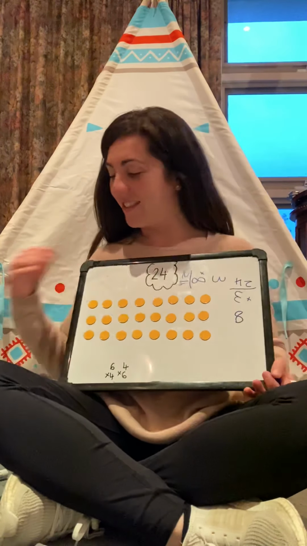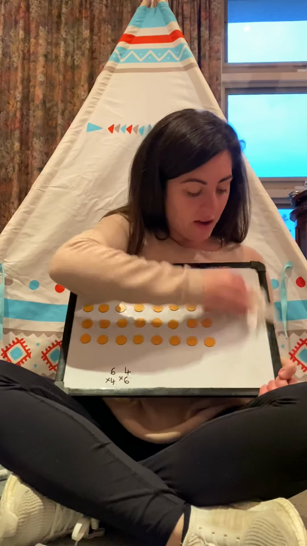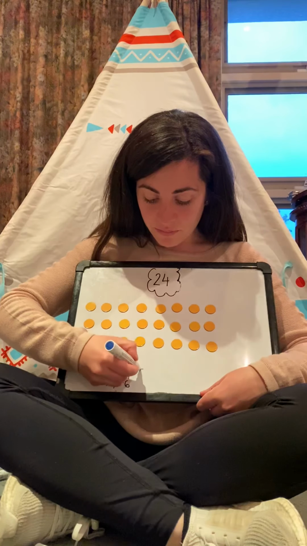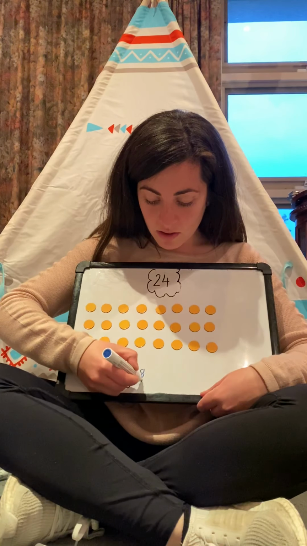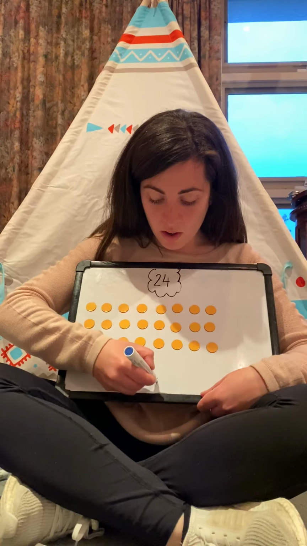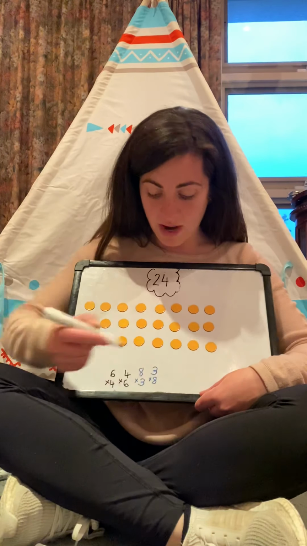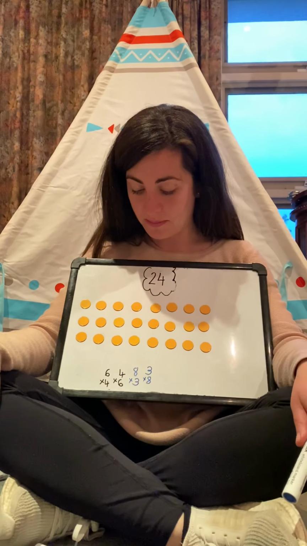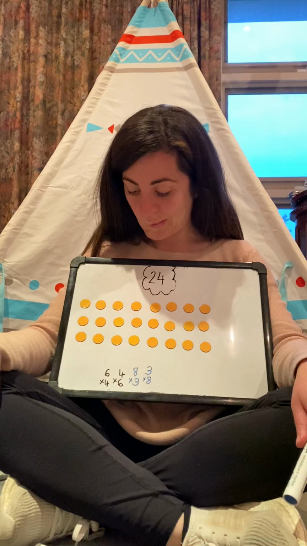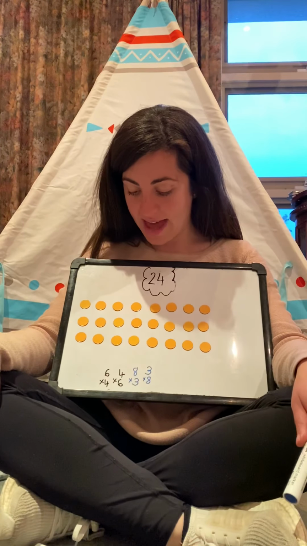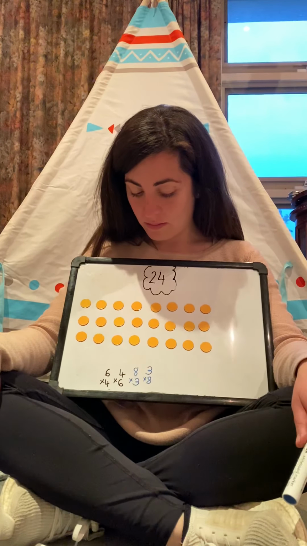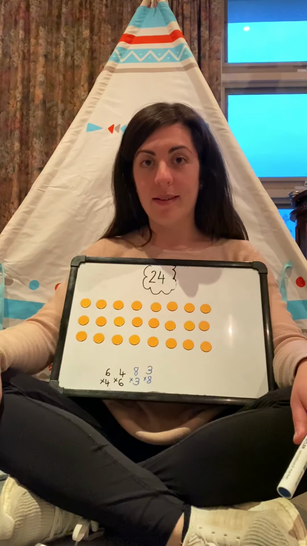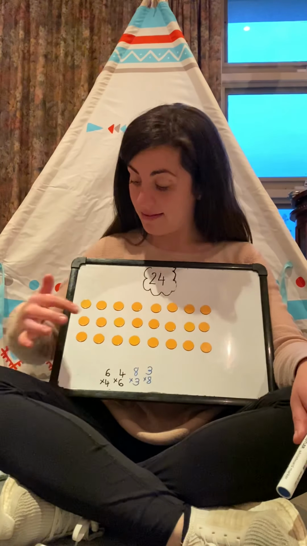Whoop. Doing it all the way around. I'm going to rub those 2 out so my board doesn't look too messy and put it down here with my others. 3 groups of 8 or 8 groups of 3. Can I make any other arrays? I think I can. What about one line?